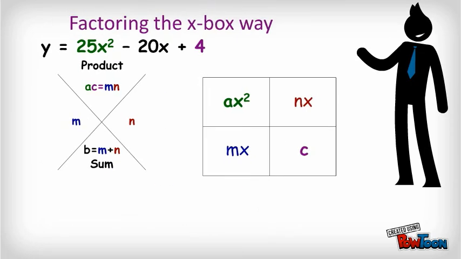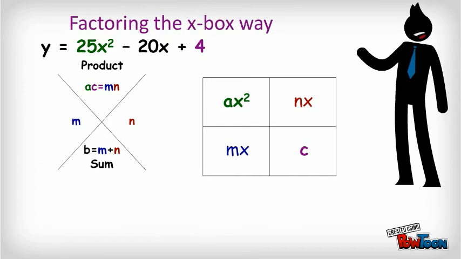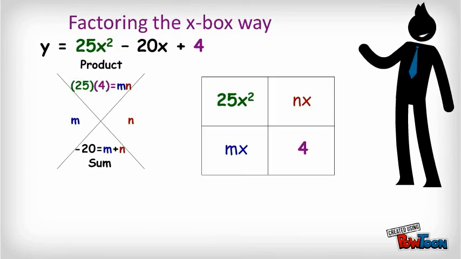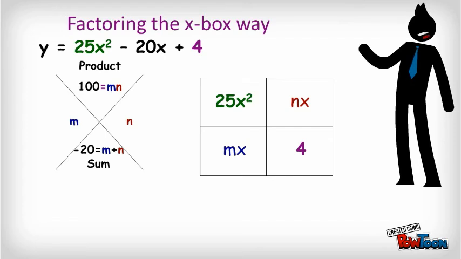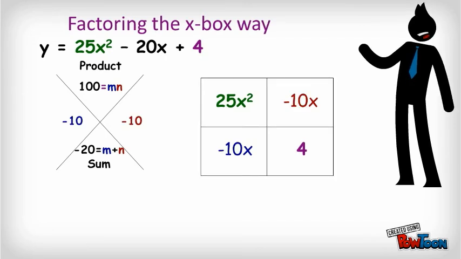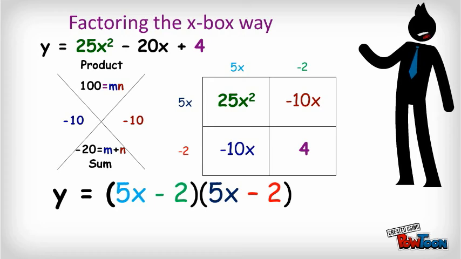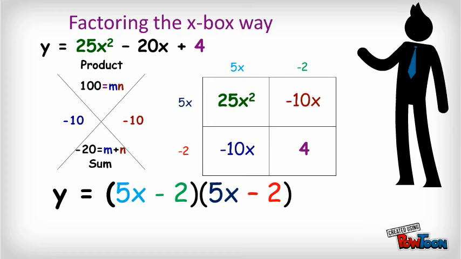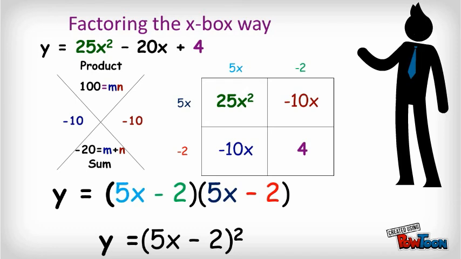Another problem. ac is 25 times 4. b is negative 20. The corners are 25x squared and 4. So we're looking for two numbers that multiply to be 100 but add up to be negative 20. Negative 10 and negative 10. Put them in the corners of the box. Look for your greatest common factors, 5x and negative 2, across the top and down the side. So your answer is 5x minus 2, in parentheses, squared. That's a perfect square trinomial.